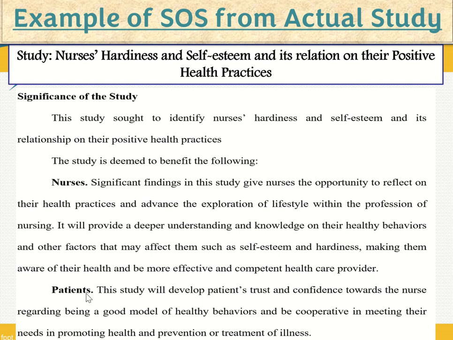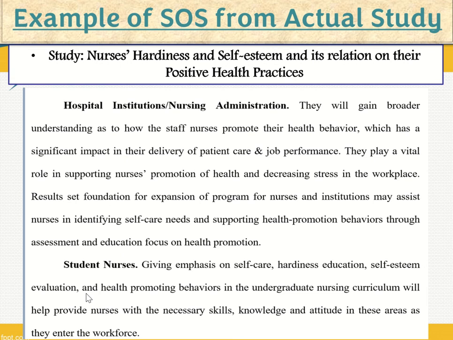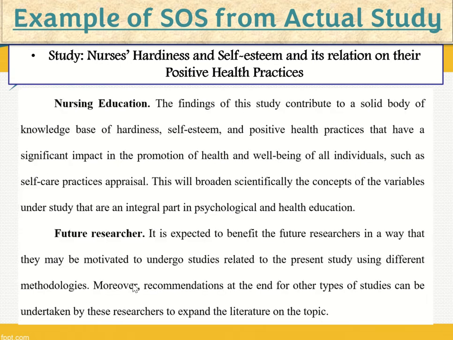So nurses, and then you have patients, hospital institutions or nursing administration, and then student nurses, nursing education, tapos future researcher. It depends sa inyo, no? Kung sino yung mga beneficiaries nyo talaga. Only those beneficiaries, the direct group of people that will benefit your study. Okay? Be specific, straightforward. Kung di naman significant yung benefits sa group of people na to, wag nyo nang i-include. So at least 4 tayo dito. Again, you include at least 4 groups of people that will benefit in your study.